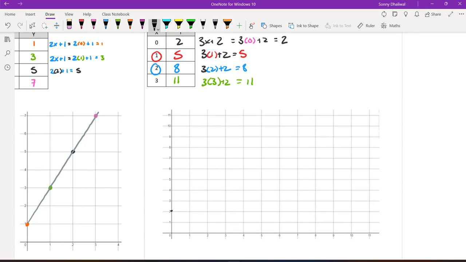0 and 2. 1 and 5. 2 and 8. 3 and 11. I use the same colors I used up here, so you can sort of see.